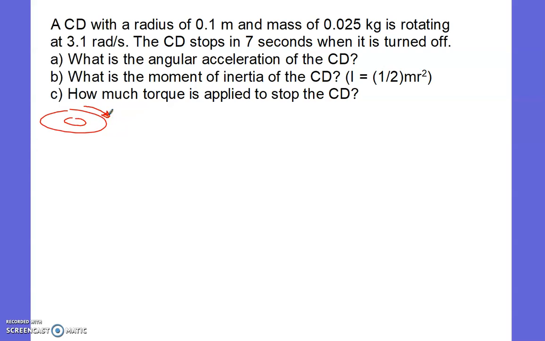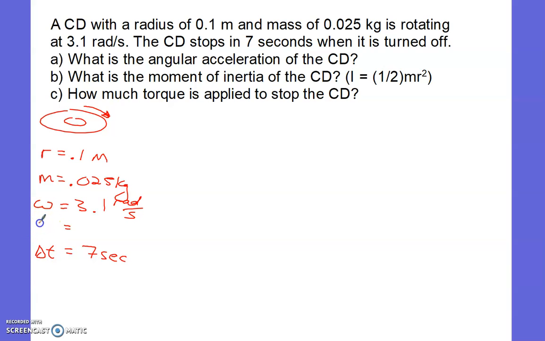We're going to write down our givens. We have a radius of 0.1 meter. We have a mass of 0.025 kilograms. We have that it's rotating at 3.1 radians per second. That is an angular speed, since it's in radians, so that's a Greek letter omega. And it says that the CD stops in 7 seconds. Since it stops, we know that the final angular speed is 0. That means that this is the initial angular speed.